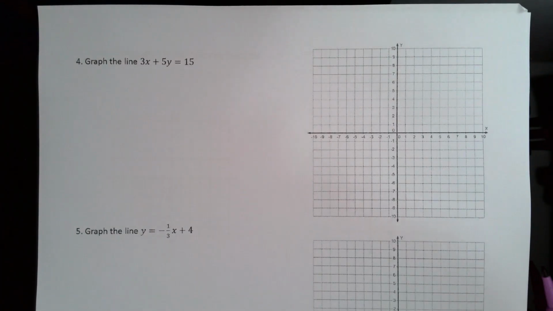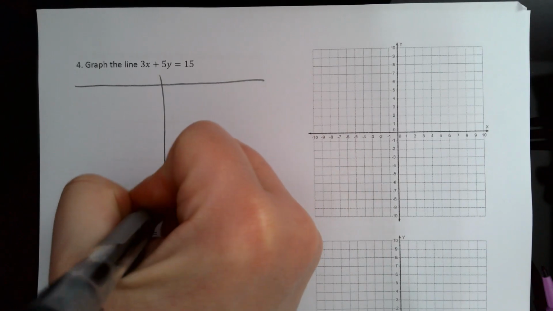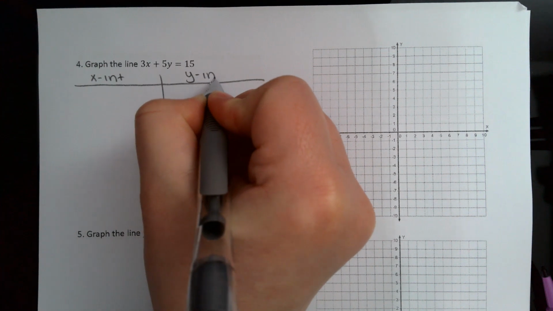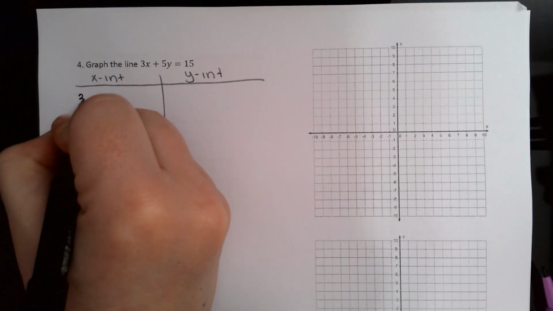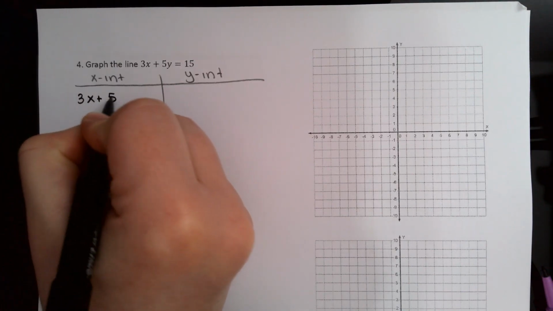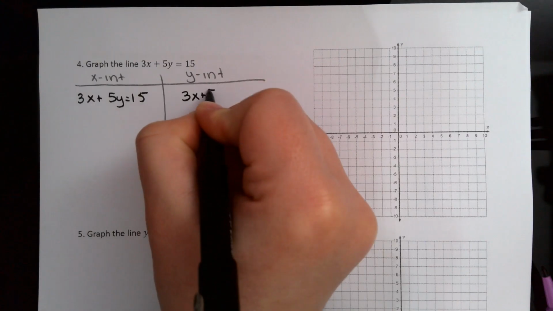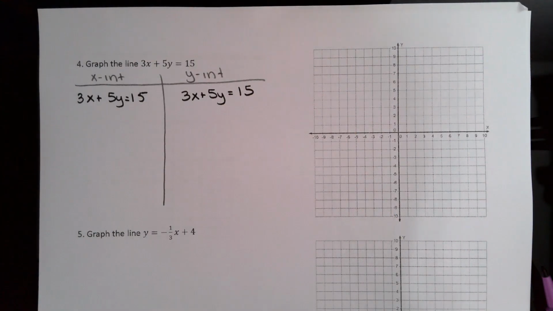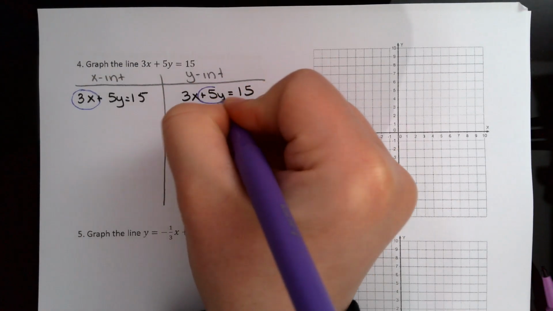Okay, we have another standard form. So let's go ahead and do our table. Again, how do we know this is a standard form? Well, because x and y are on the same side. So copy down 3x plus 5y equals 15. 3x plus 5y is equal to 15. For the x, I want to keep x. For the y, I want to keep y.